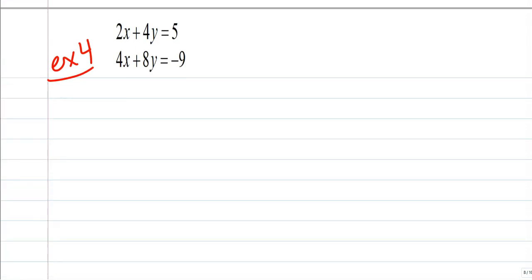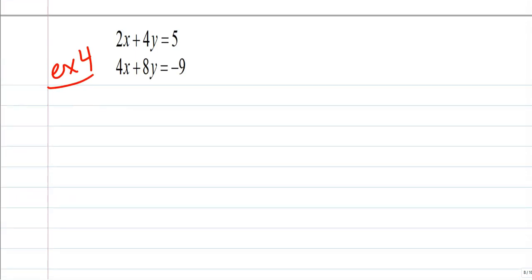Almost there. This is not ready to cancel. They're not the same number. So pick one, x or y. I'll do x's this time. Smaller numbers. I got a 2 and a 4. I could make them both a 4. I would just need to make the top one not just a 4, but a negative.